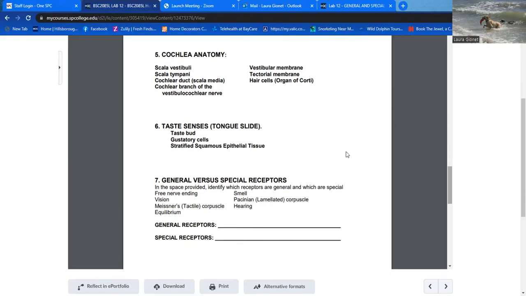Okay, and then we move on to taste buds. All right, so the sense of taste or gustation is detected by these gustatory cells in the taste bud. And the taste buds are found in the stratified squamous epithelial layer, similar to the epidermis of the skin, in that surface area. So we have these taste buds.